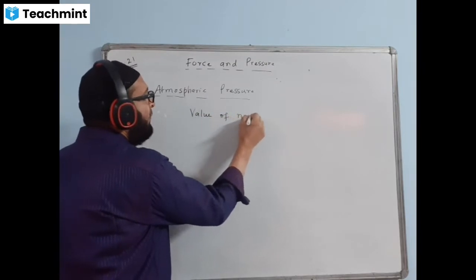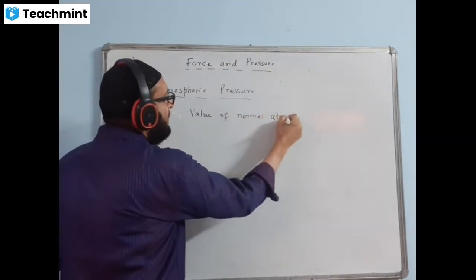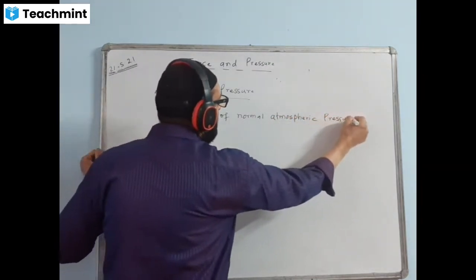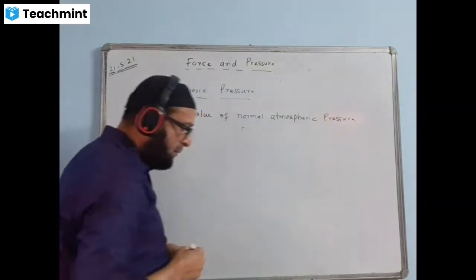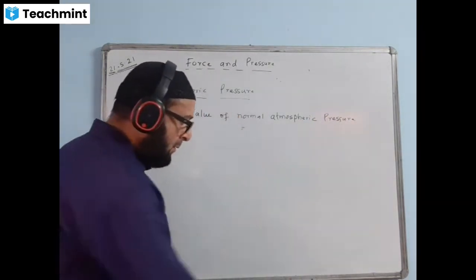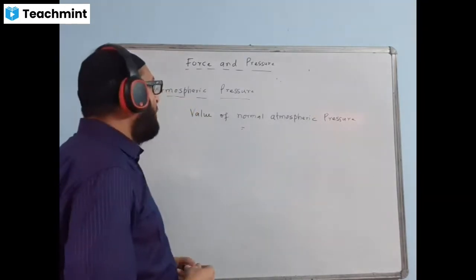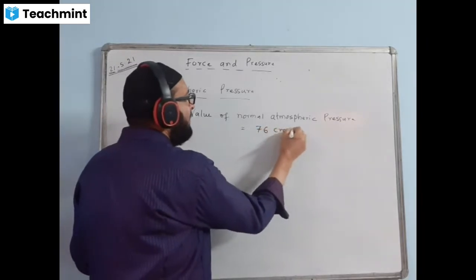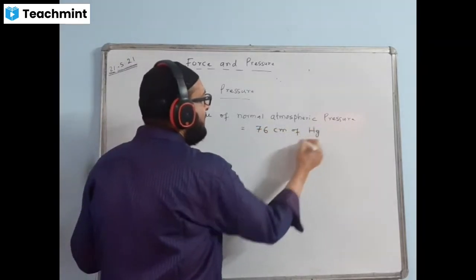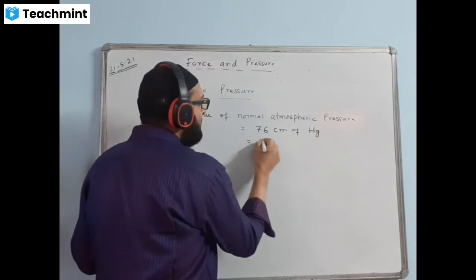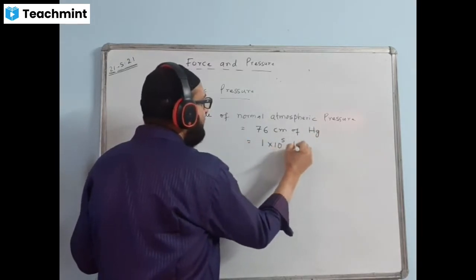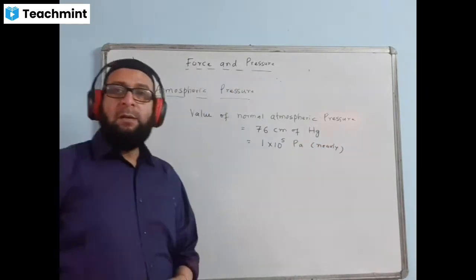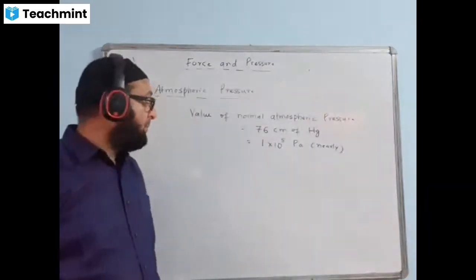What is the value of normal atmospheric pressure? Does anybody know the value? The value of normal atmospheric pressure is 76 centimeter of mercury, Hg means mercury, which is the same as nearly 1 into 10 to the power of 5 pascals, approximately. You can take down this value, which is a very large value.